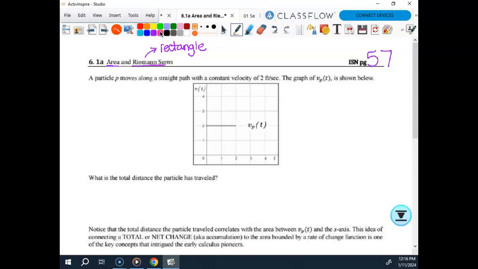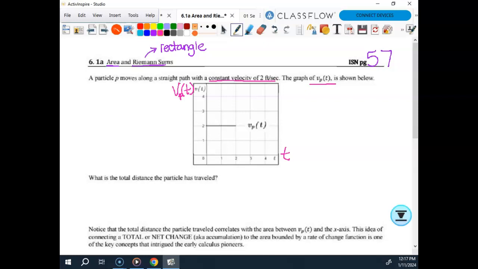So here's what we have. We have this little graph, very simple graph too, right? As particle P moves along a straight path with a constant velocity of 2 feet per second, the graph of v sub p of t is shown below. Your x-axis is t, your y-axis is v of t. So this is not a time and distance graph like we're used to. It is a time and velocity graph.